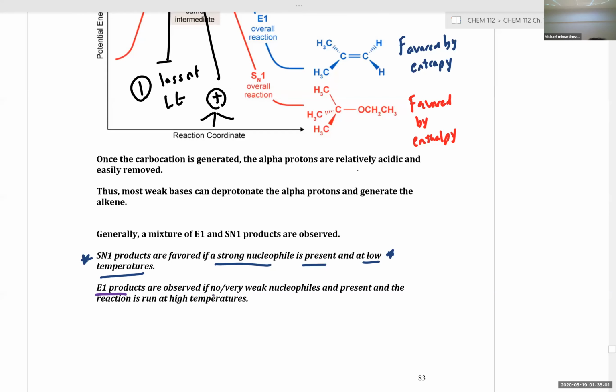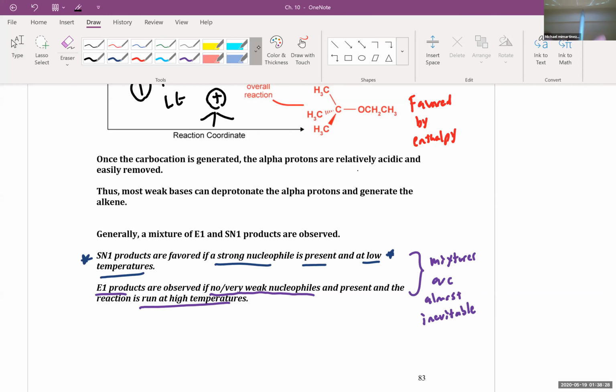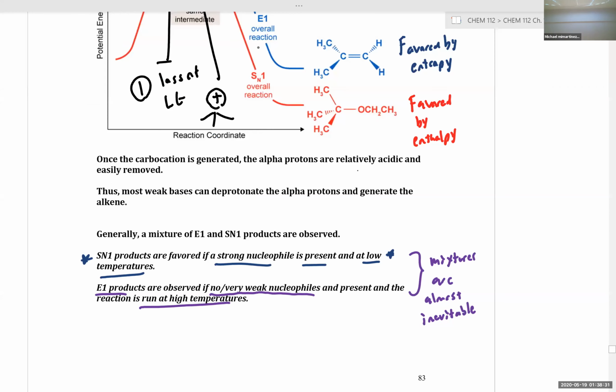E1 products are observed if you have no nucleophile or a very weak nucleophile, and the reaction is run at high temperatures. But either way, mixtures are almost inevitable. And that doesn't even begin to entertain the fact that this carbocation can shift and do all sorts of weird rearrangements. So in terms of stereoselectivity, SN2 and E2 reactions are far more useful, unless you have neighboring group participation.